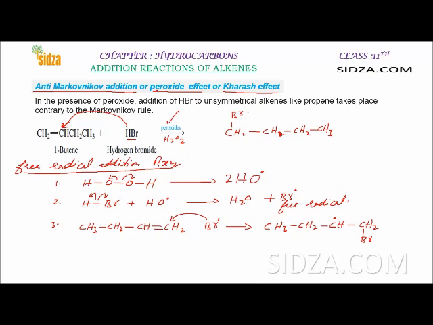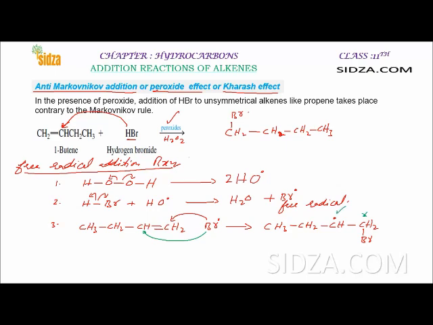If, for example, this Br attacks on this one, then the free radical will be over here. But that's unstable. That's a primary free radical, so that addition will not occur. Always the reaction follows the most stable intermediate. So that's why the free radical will be over here, which is the secondary one.